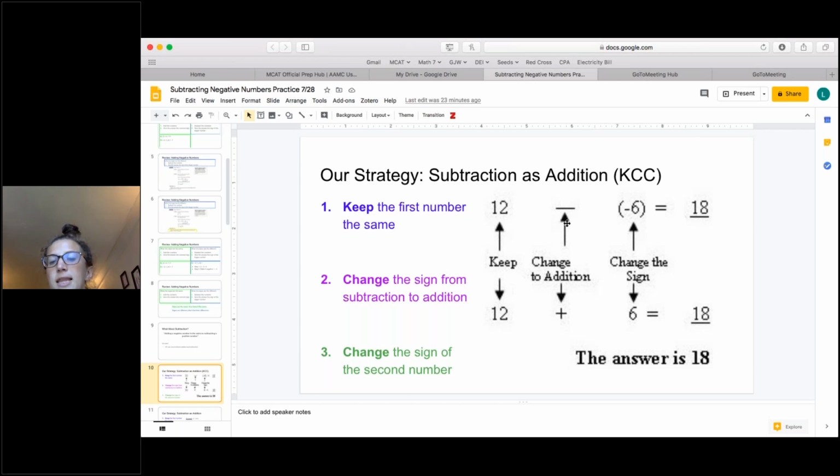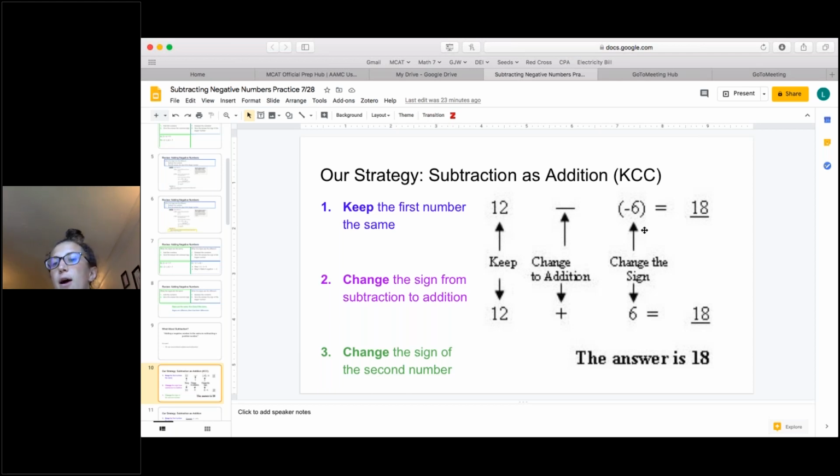I had subtraction, the opposite of subtraction is addition, so I change it. And my third letter is C, another change. So I'm going to change the sign of the second number. Well, that second number was -6. If I want to change the sign of -6, I'm going to make it +6 or just 6. In other words, 12 minus -6, when I changed it to addition, became 12 plus 6. That's a lot less intimidating for us. 12 plus 6, now I'm only dealing with positive numbers, and I get 18.